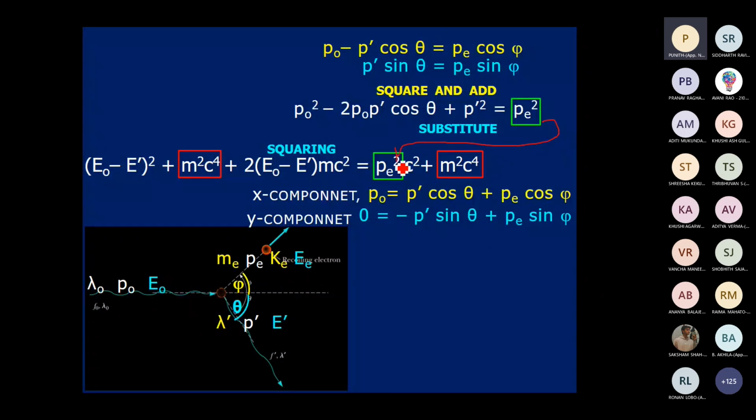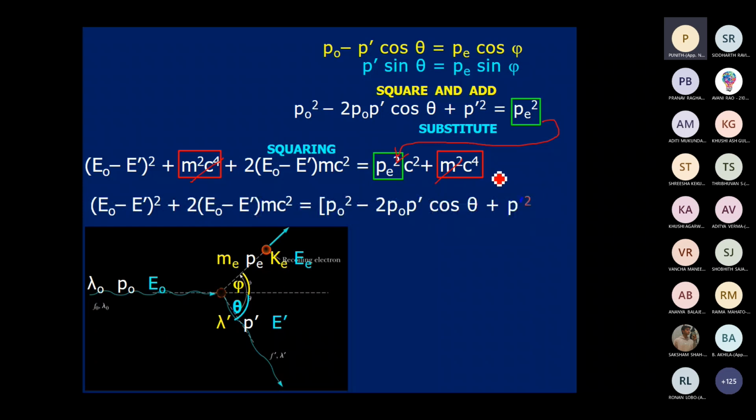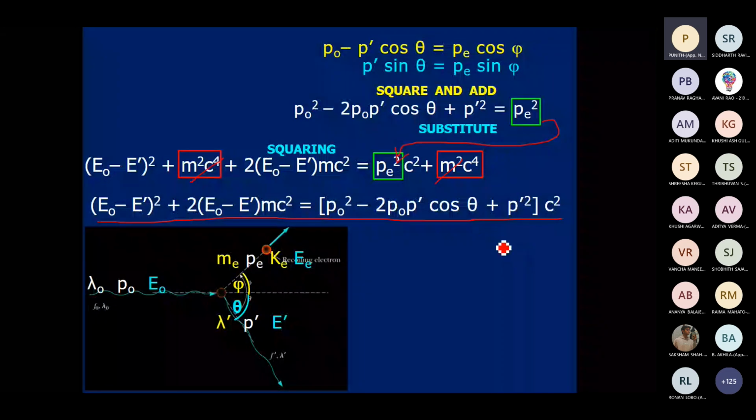Anyway, this term gets cancelled, so now we are left with this equation. We have substituted this PE value, the momentum of the electron, and you have the equation over here. This equation needs to be reduced in order to get the Compton shift equation. Let us see it step by step.